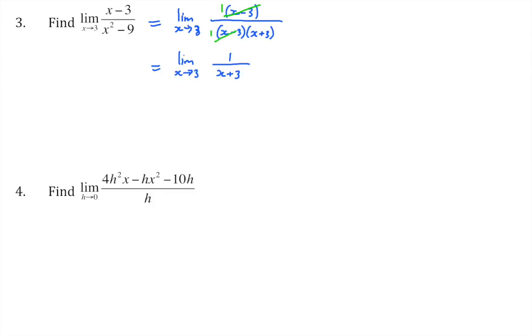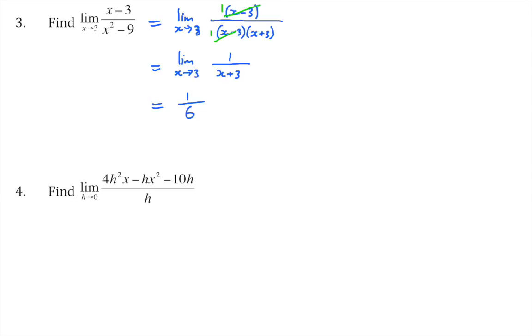Can I actually replace the x with 3 now? Well, if I do, I get 3 plus 3, I get a 6 on the bottom. I don't get a 0 on the bottom, which is good. So I'm going to do that. I'm going to let everywhere I see an x, I'm going to put 3 in its place, and I get 1 over 3 plus 3, which is 1 over 6. Notice I kept the limit as x approaches 3 right through until I actually plugged the x value of 3 into the question.